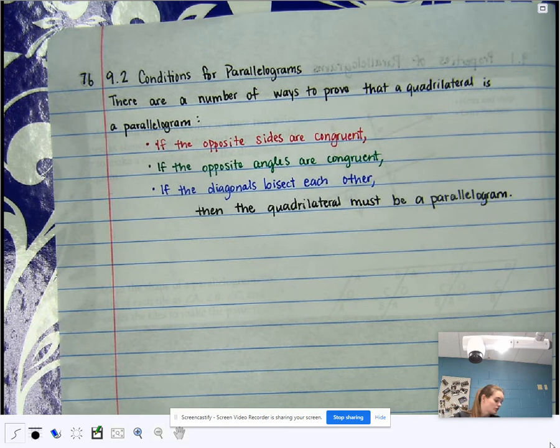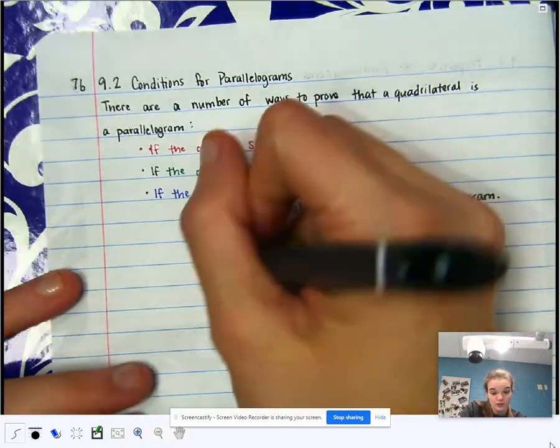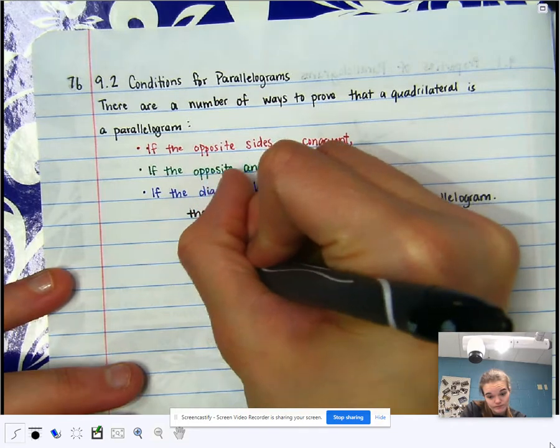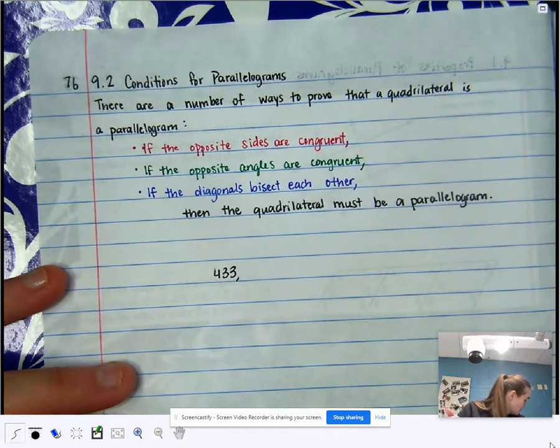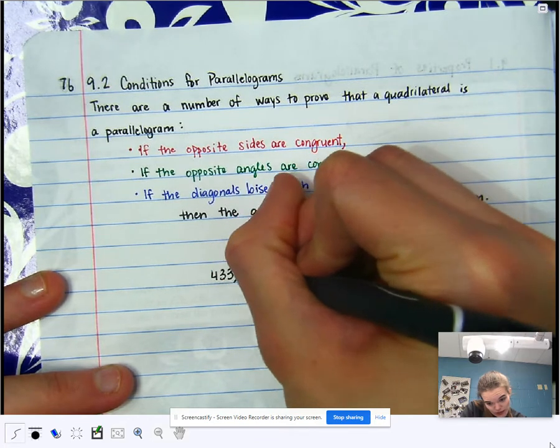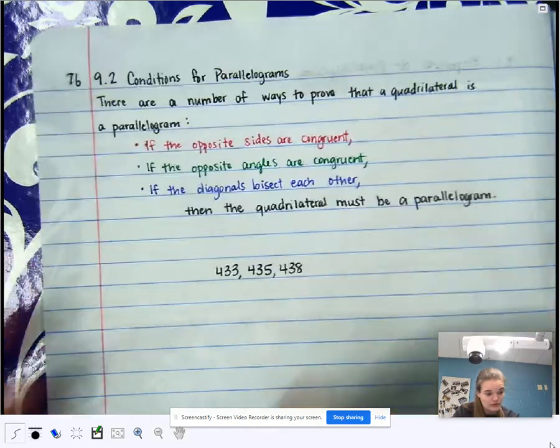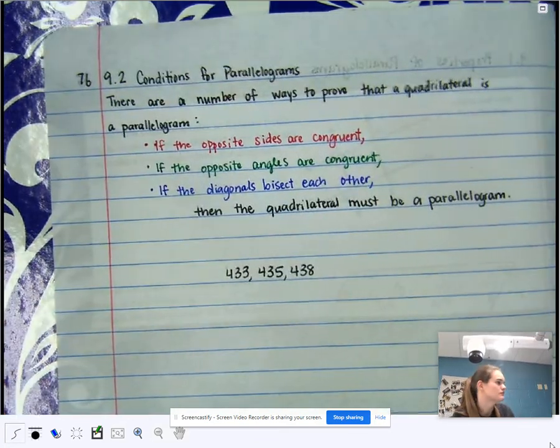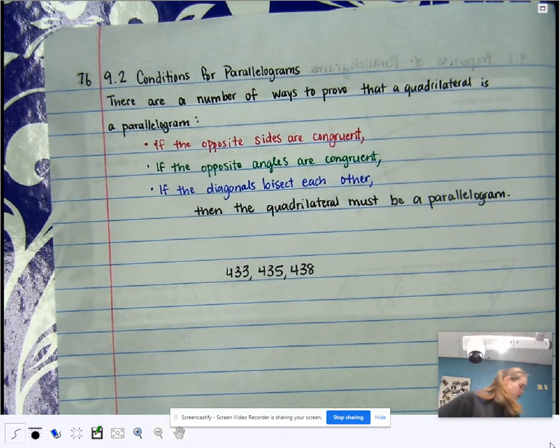Okay, we're going to do some proofs mostly today then. So you need to tear out page 4, I'm just going to go ahead and tell you all of them, 433, 435, 438. Go ahead and tear all those out, and we'll get started. We won't glue them all in at the same time, but we'll go ahead and get started on them.